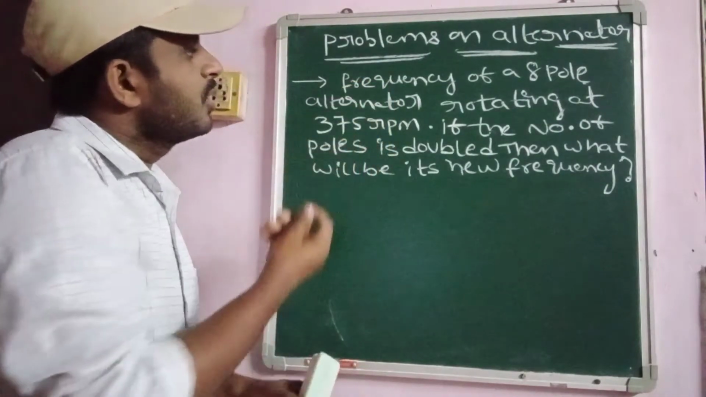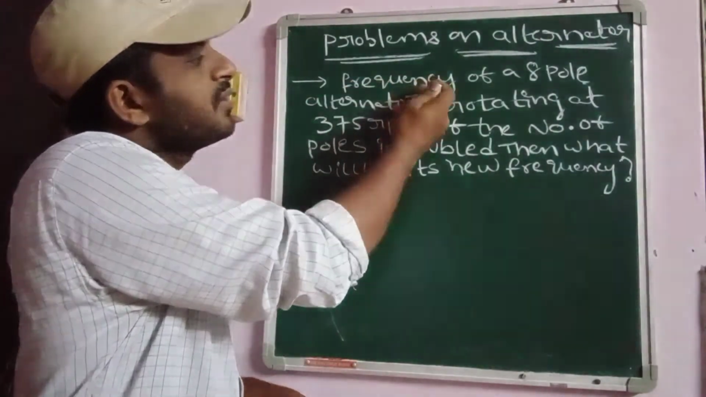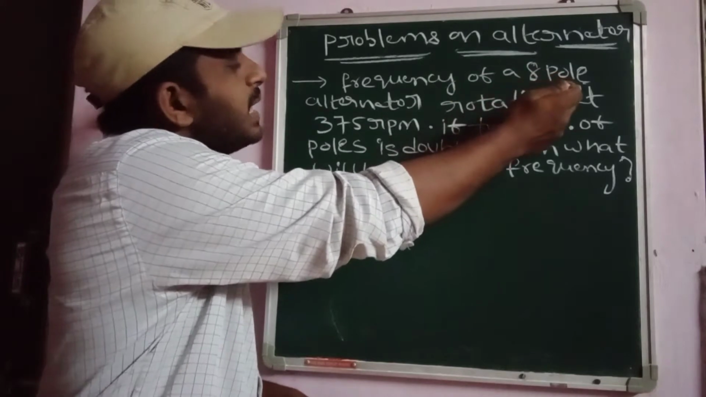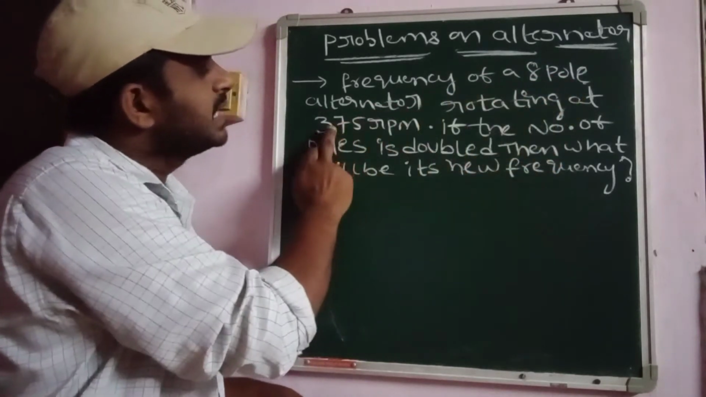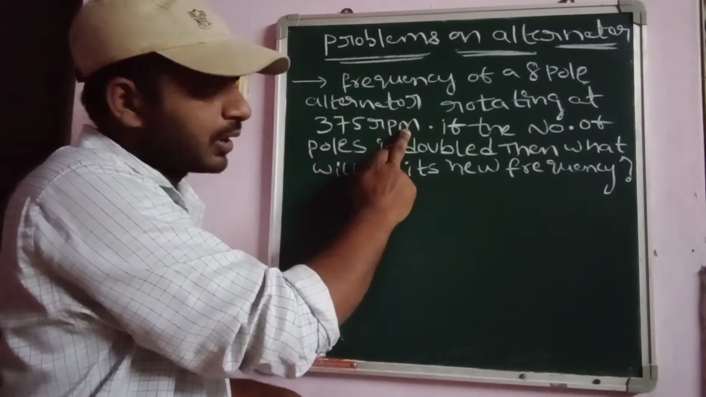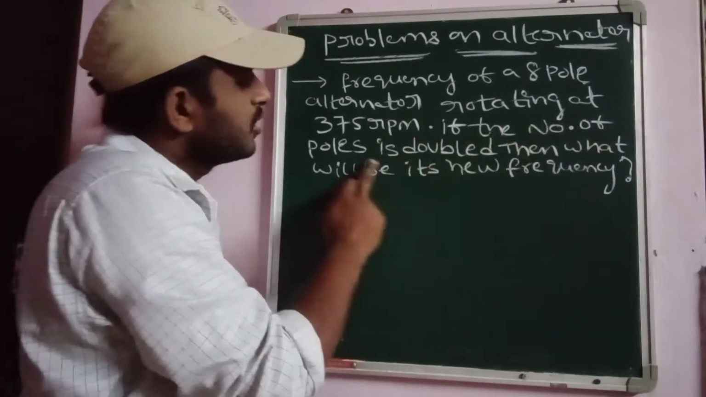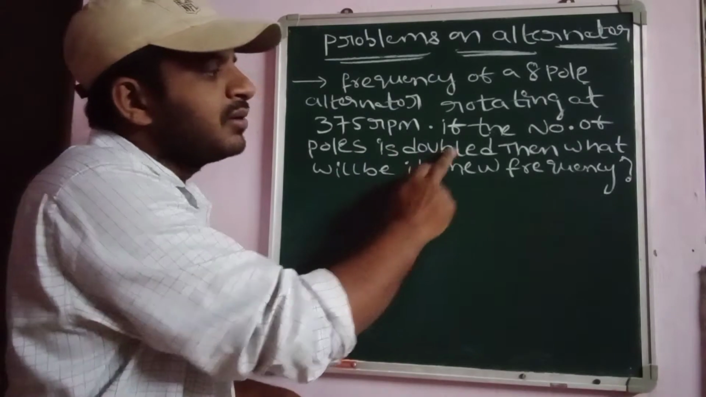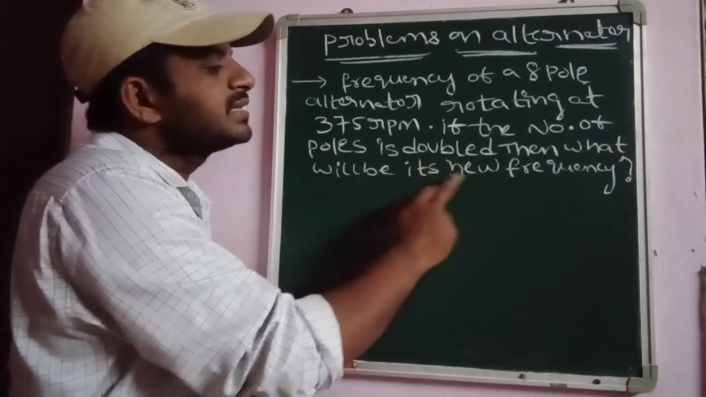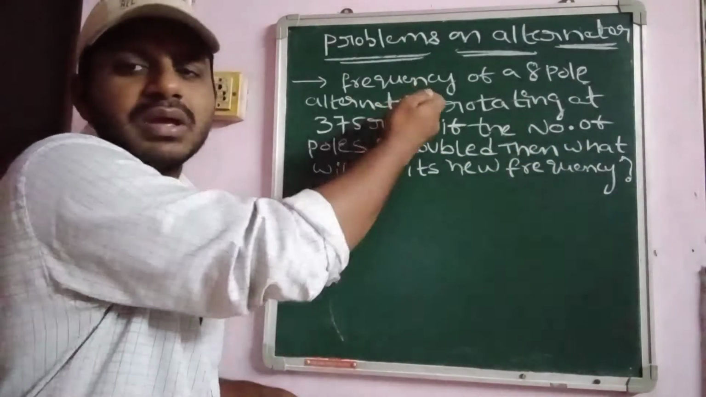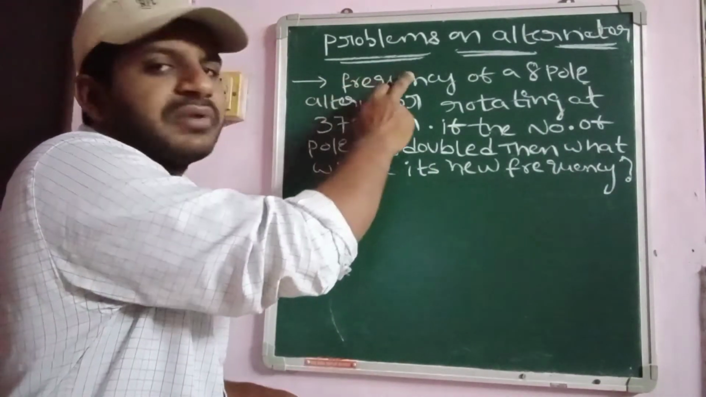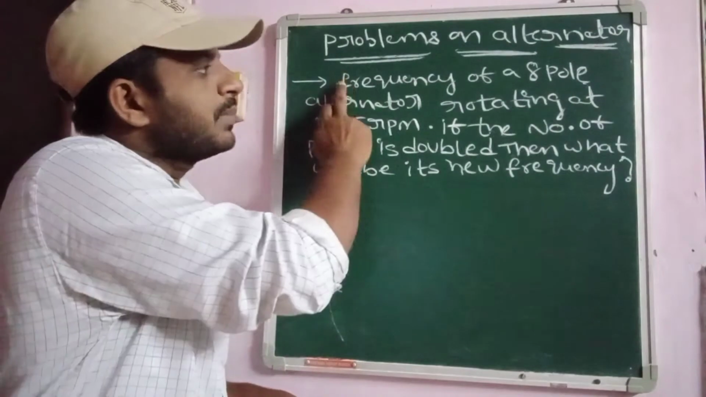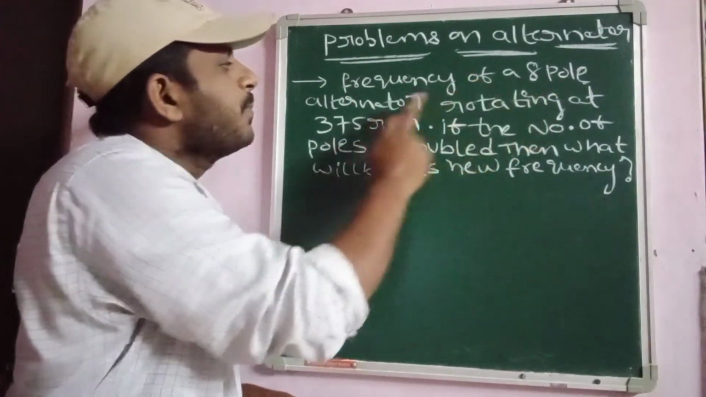First of all, determine the frequency of an 8 pole alternator rotating at 375 rpm. If the number of poles is doubled, then what will be its new frequency? So the question will be given like this. Here they are asking us to calculate the frequency. So, determine the frequency of an 8 pole alternator.